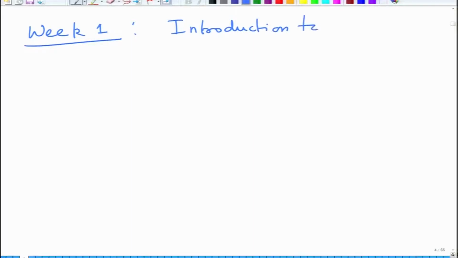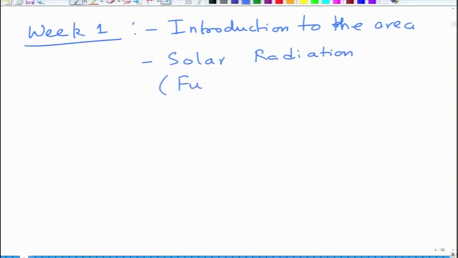So, in the first week, we will discuss basically introduction to solar cells, introduction to the area, and then we will talk about solar radiation. You see, the moment we talk of solar technologies, we first need to learn about what is solar radiation, what it consists of, how do you define various metrics to quantify solar radiation, and then how do you measure it. So, we will look at basically fundamental aspects of solar radiation.